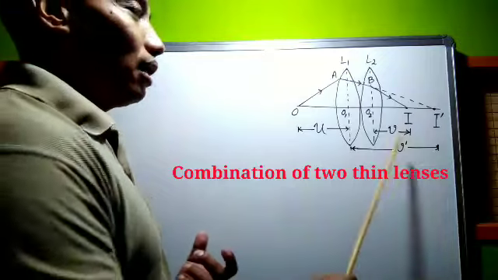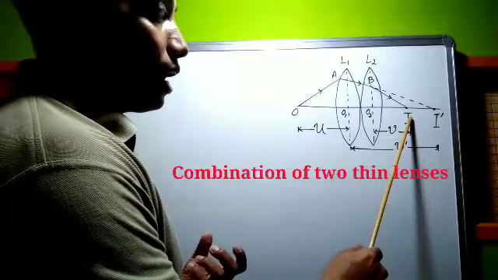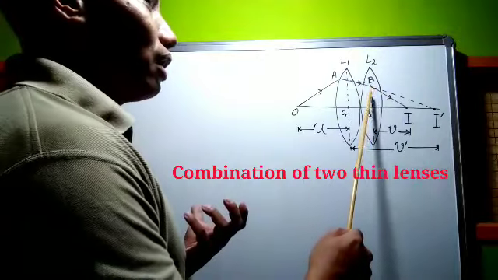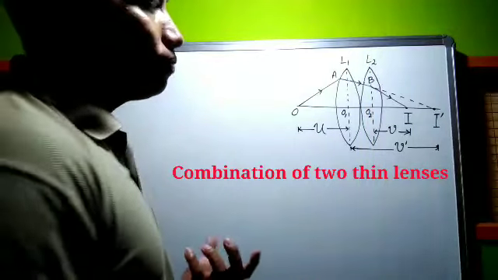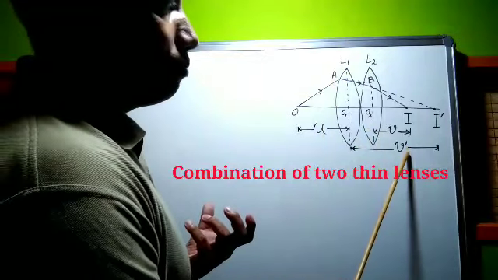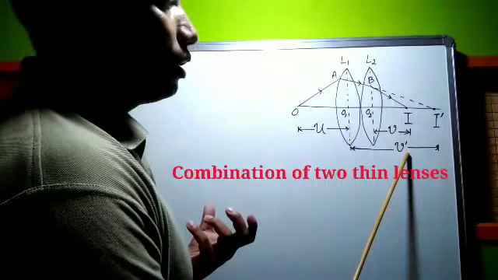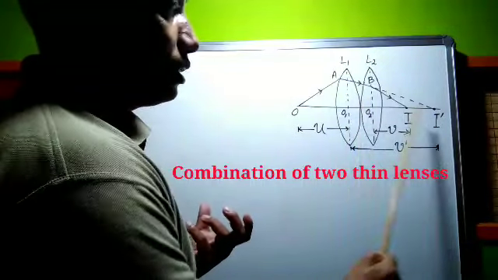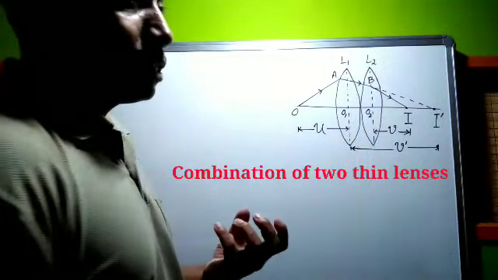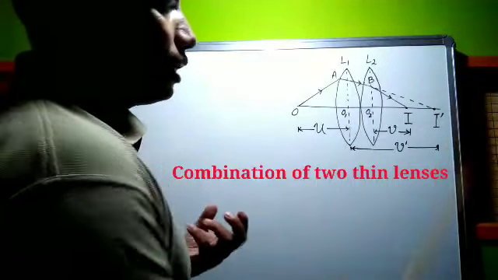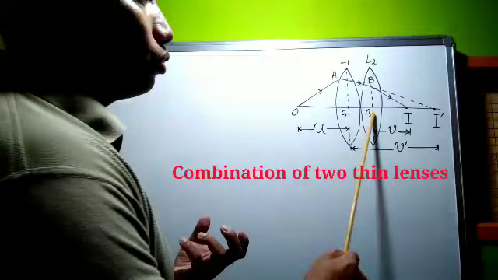And here V represents the distance of I from the optical center O2. And if we consider the second lens L2, the object distance is V-dash, the same way, the V-dash is the distance of I-dash from O1. Since the two lenses are thin, O1 I-dash should be approximately equal to O2 I-dash.